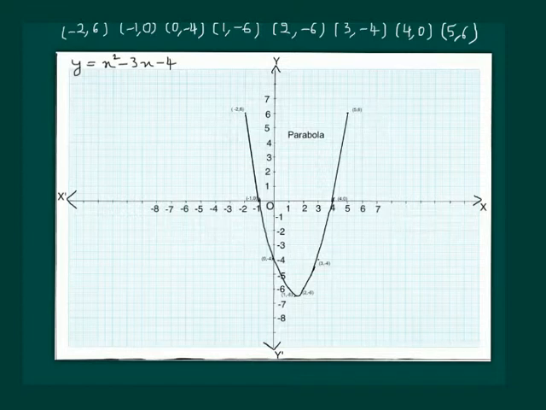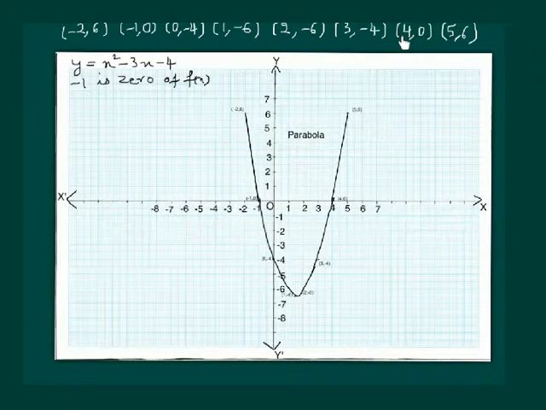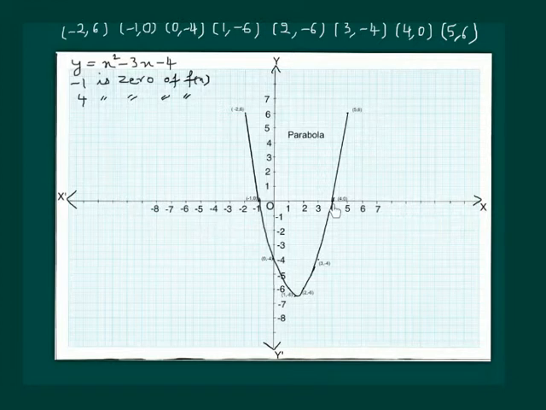We can see from the table that for x equal to minus 1, y is 0. That means minus 1 is the zero of the polynomial. Also for x equal to 4, f(x) becomes 0. So 4 is also the zero of the polynomial. And from the graph, we can check that the zeros of the polynomial are the x coordinates of the points where the parabola intersects the x-axis.